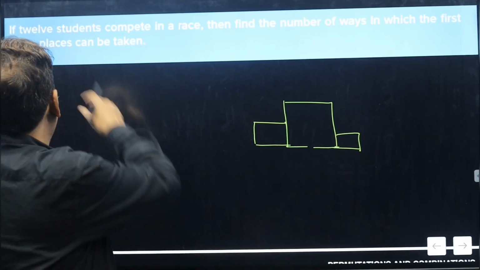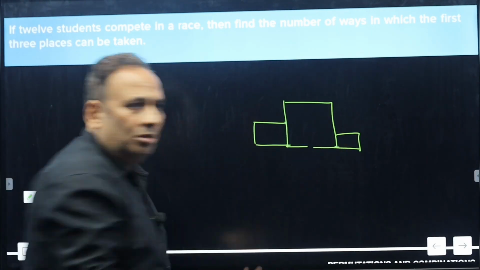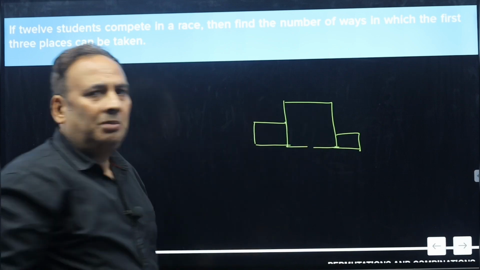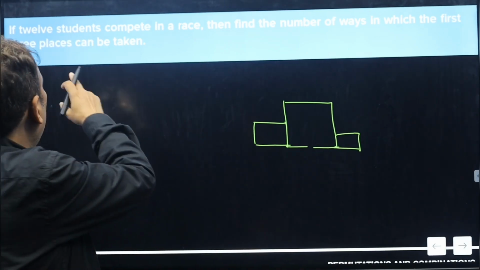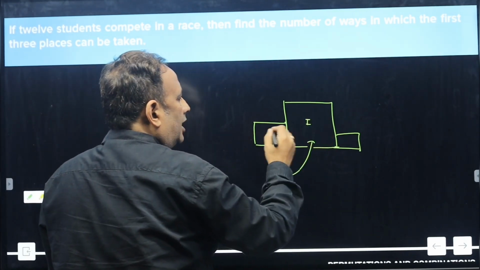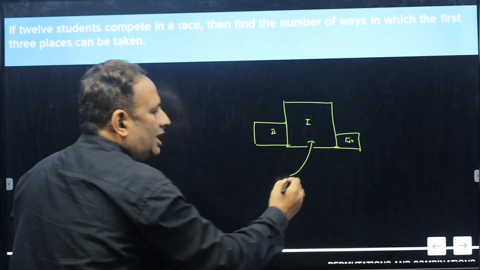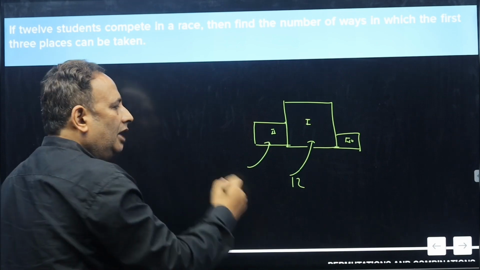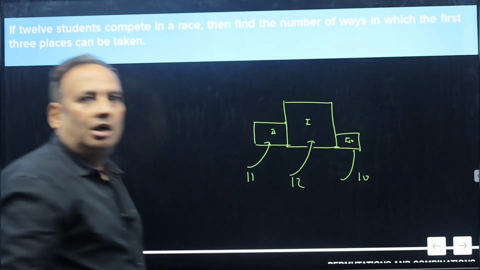Any one student will not come first, second and third all at once, so we can't put any one student on all three places. How many total students are there? 12. So the first place can be occupied in 12 ways. One of the students is already engaged, so how many are left? 11 ways. And then the third position can be filled in 10 ways.